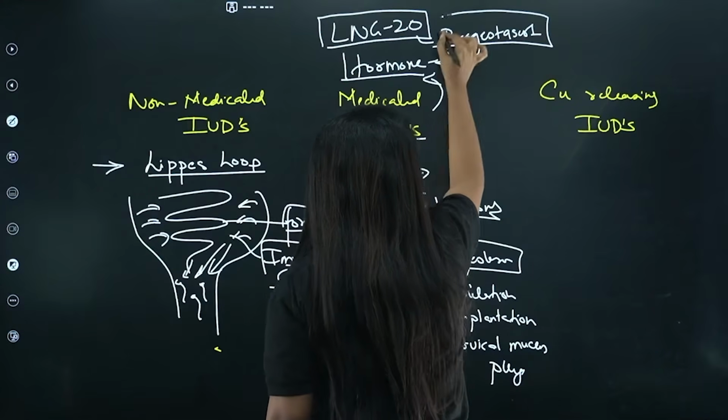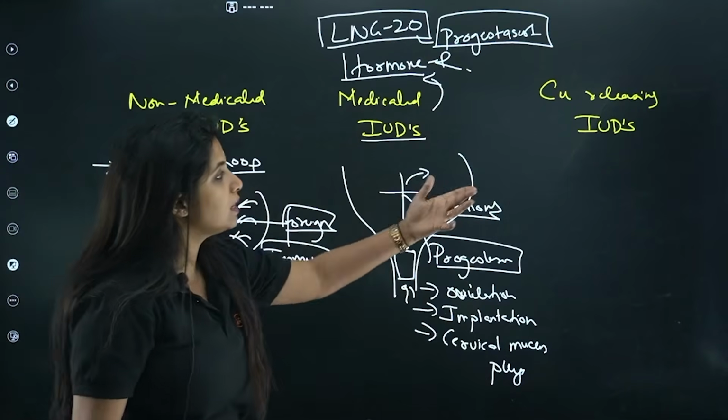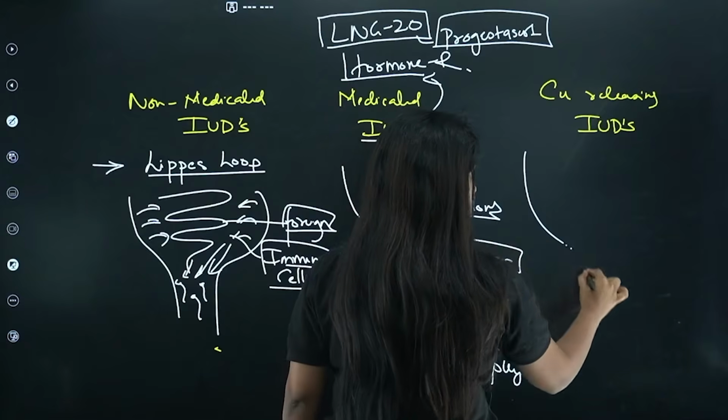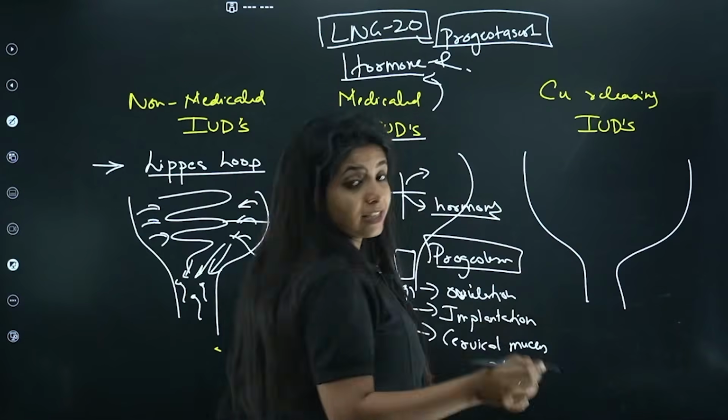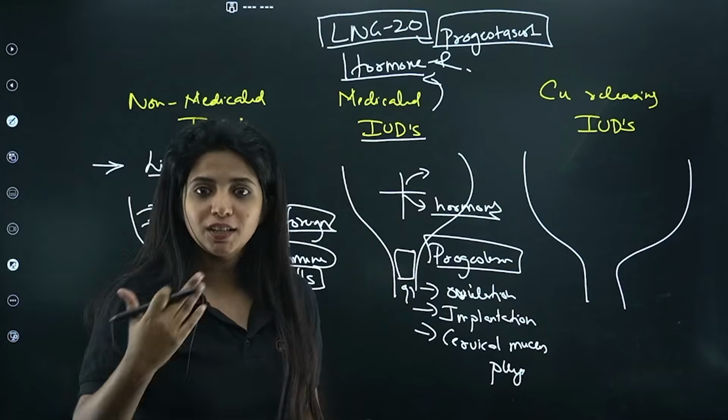That is also, both of them are going to release progesterone. Fine. Now you have copper releasing IUDs. Now copper releasing IUDs, again you have the uterus. Anyway, you're going to insert something inside the uterus. That is why you call it an intrauterine device, inside the uterus, right?